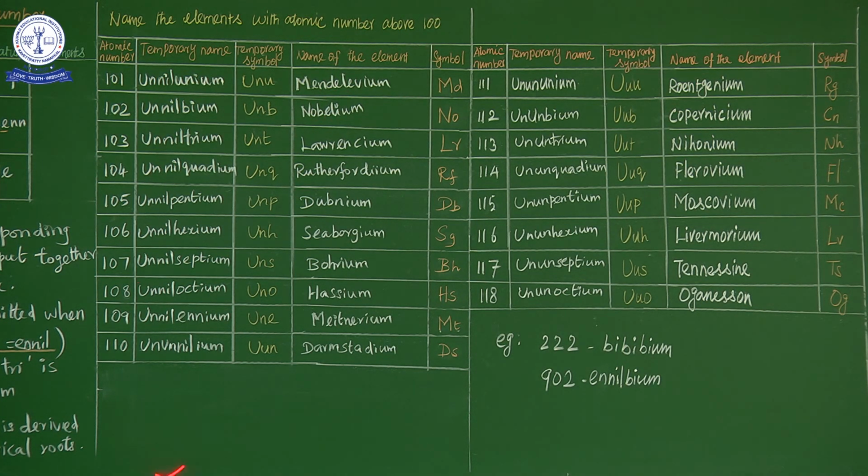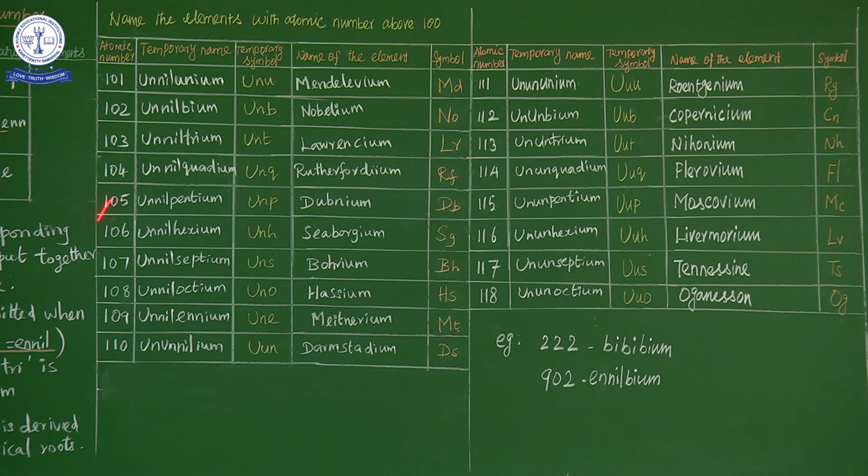So we are using these temporary names, and later they give the name. So what names have been given? First one, the atomic number 101 has the name Mendelevium. Its symbol is MD. And atomic number 102, the temporary name is Unnilbium and its name is Nobelium. The symbol is NO. For the atomic number 103, the temporary name is Unniltrium and then its name is Lawrencium.